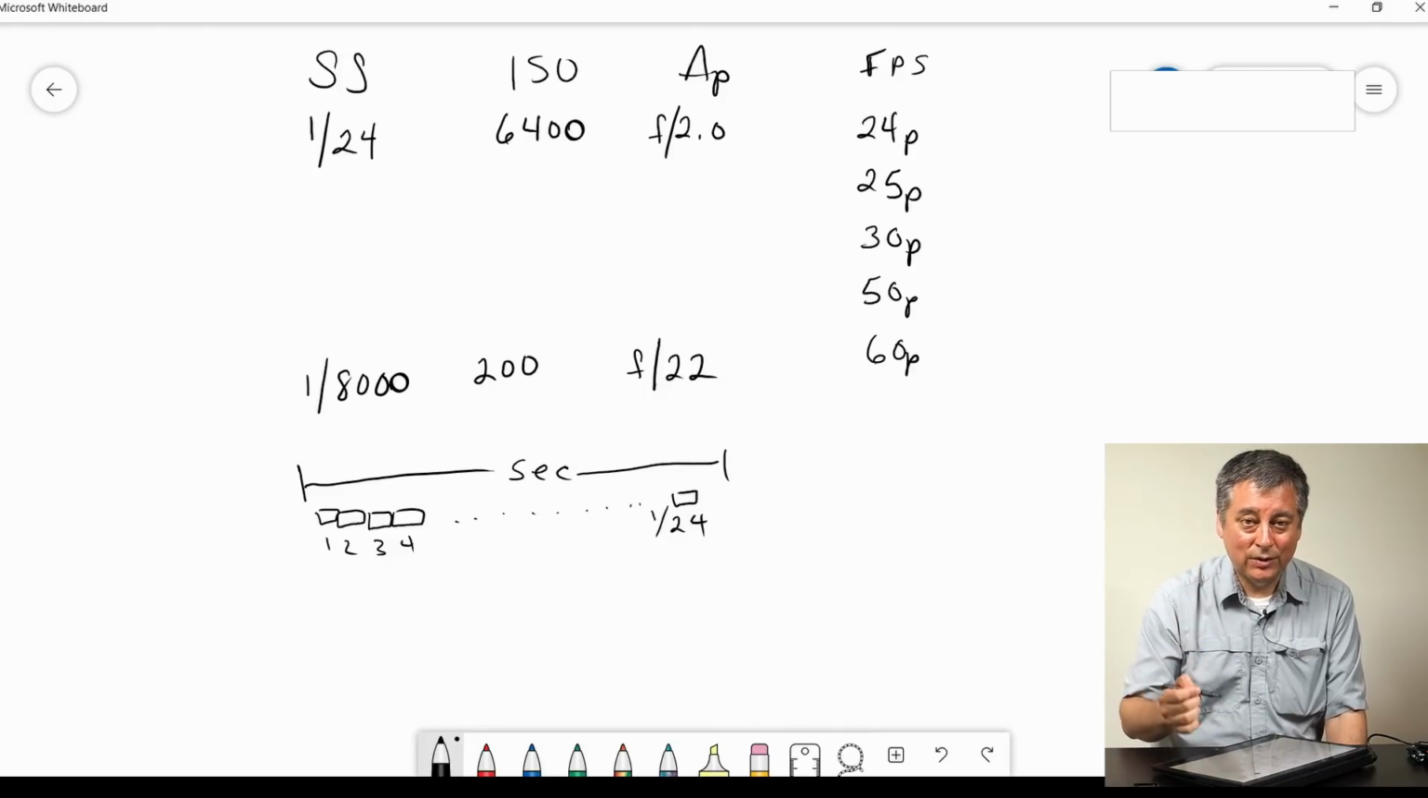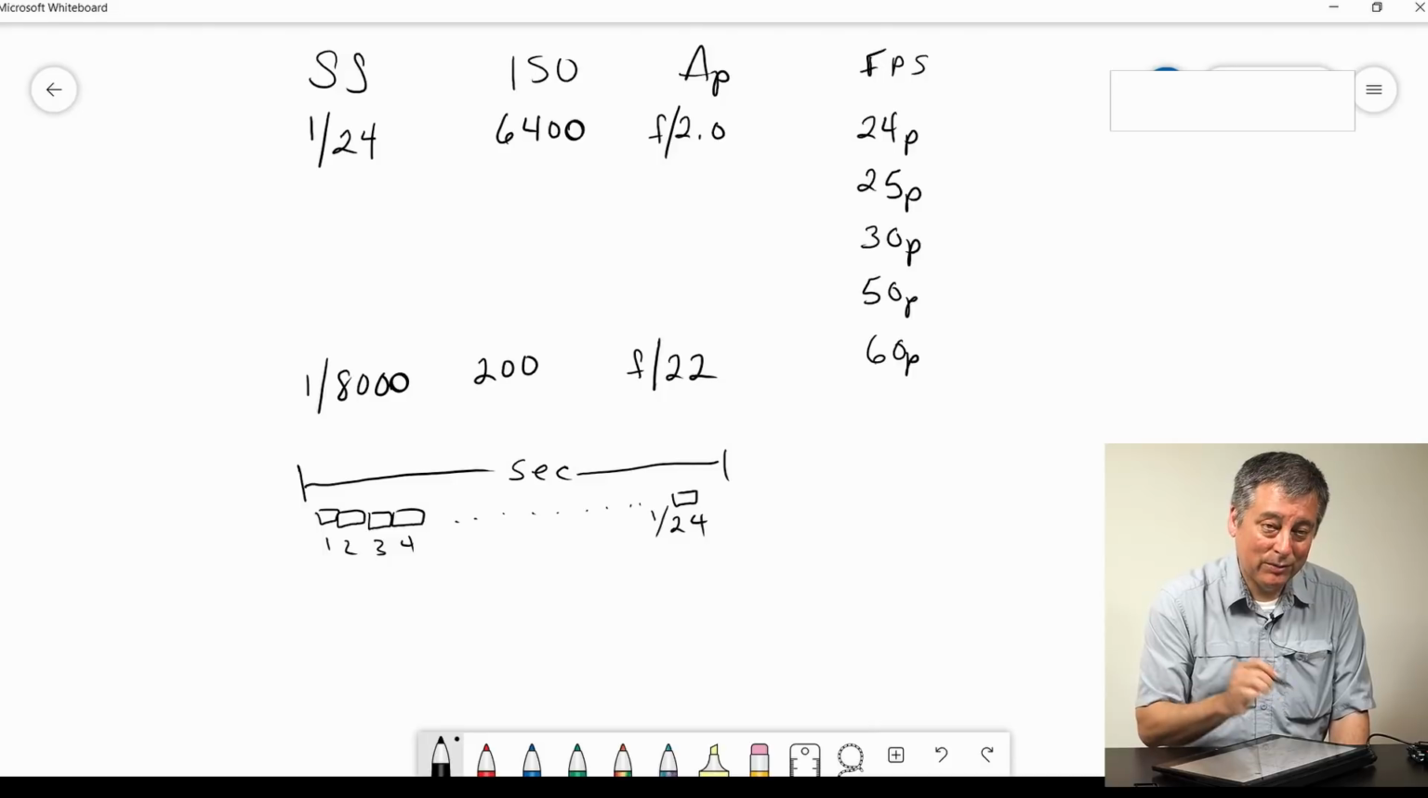Now I'm sure there are cameras that'll do 1/12th of a second or slower. But again, most of us live in this world, right? We have a consumer or prosumer camera, so our shutter speed is going to be limited.